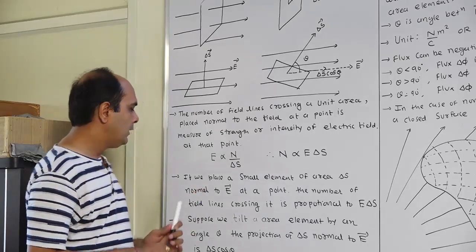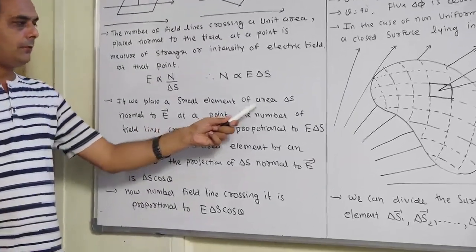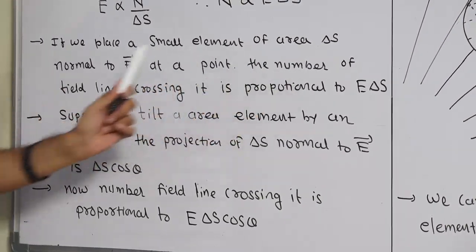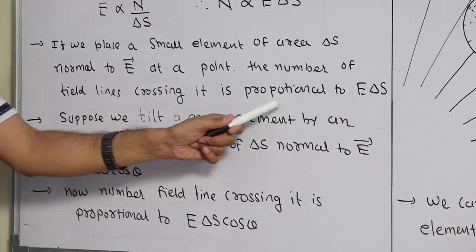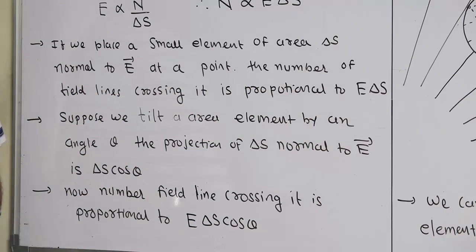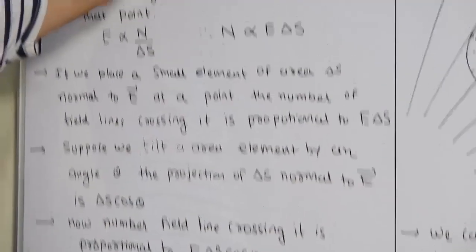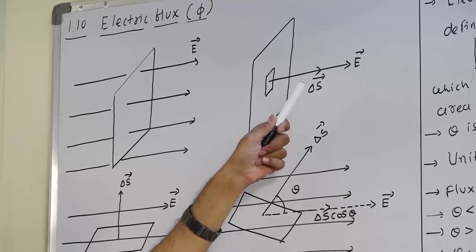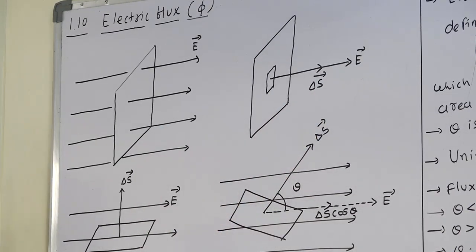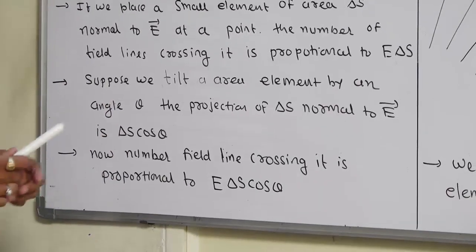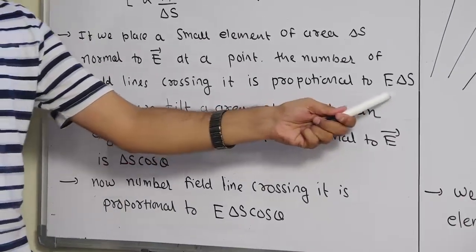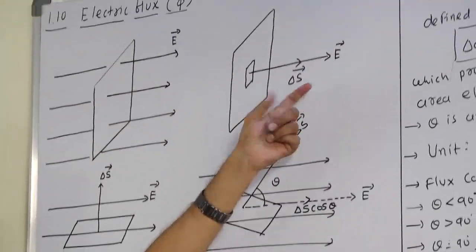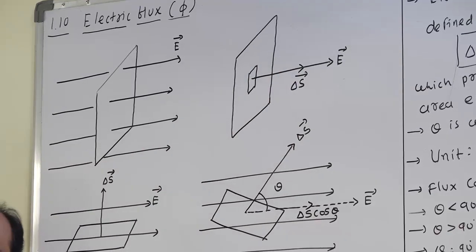Fine? Okay. Next one, if we place a small element of area delta S normal to the field E at that point, the number of field lines crossing it is proportional to E delta S. So this is our small element of area vector delta S. The number of field lines crossing it is directly proportional to E into delta S. In this diagram, vector E and delta S are in the same direction.